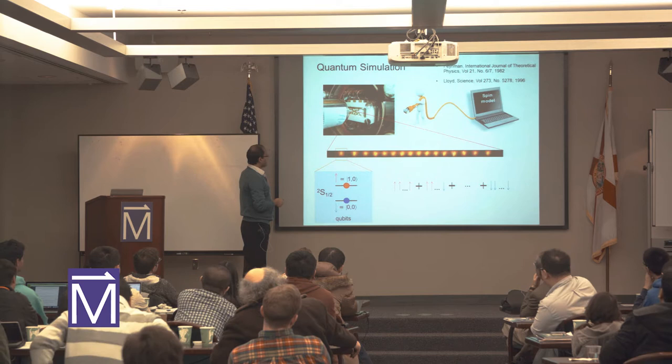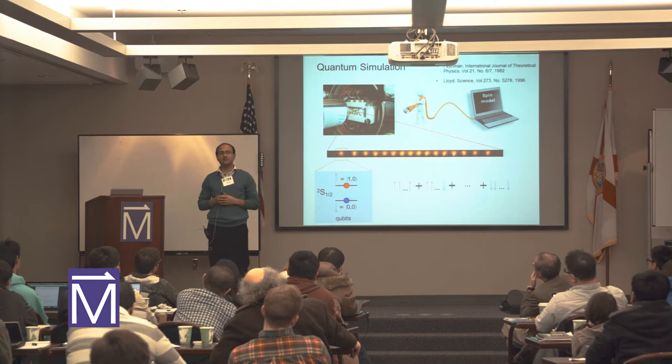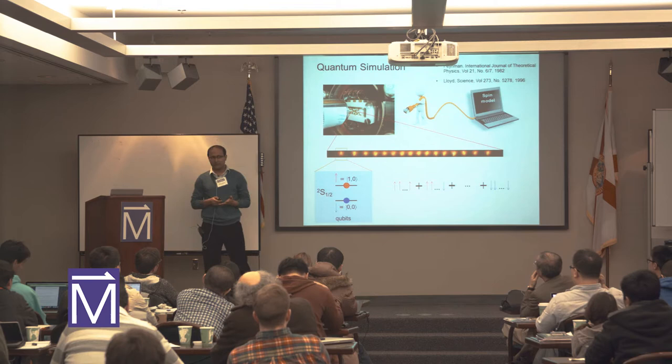So now that we have identified our spin states or qubit states, the goal is to simulate Hamiltonians or make interesting entangled states and then characterize them. So the question is, how do we do that?